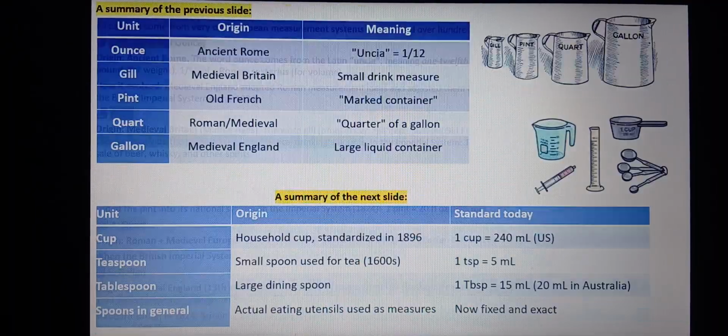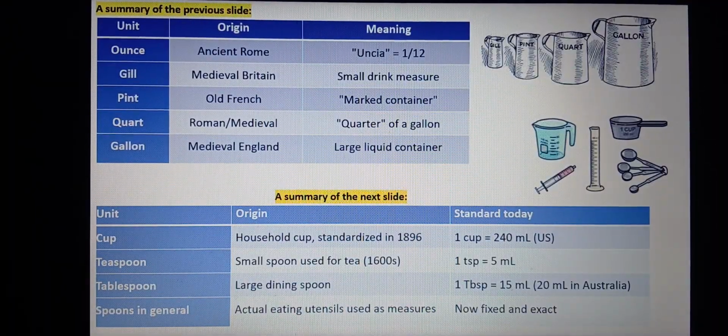So let's look at a summary of the previous slide. We looked at the ounce, the gill, the pint, the quart, and the gallon, and basically where they came from and the meaning. This is just a summary of what we did before. And a summary of the slide to come: we're going to be looking at different things like cups, teaspoons, spoons in general, and so forth.